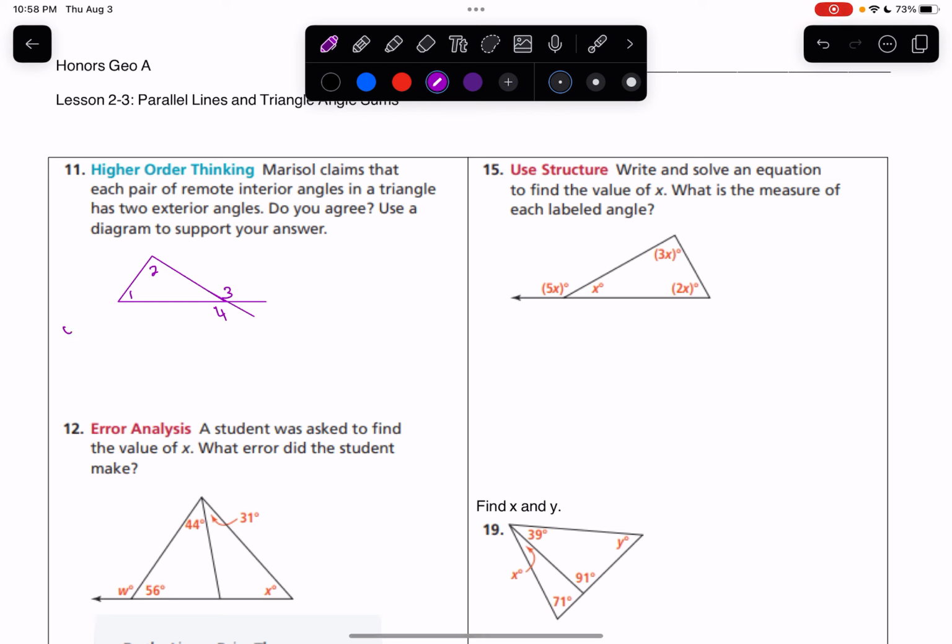So we can say yes, angle 1 and angle 2 are remote interior angles for both angle 3 and angle 4. There are two exterior angles there, and everywhere else as well.